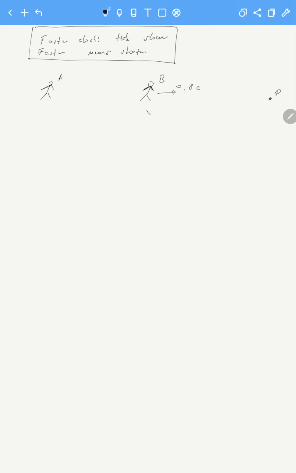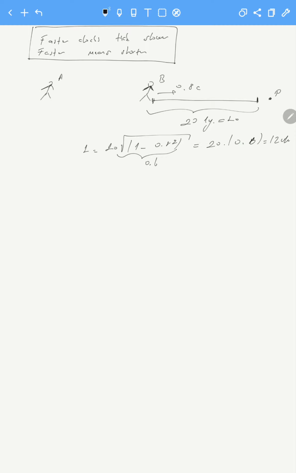So here this planet, as measured by Alice, is 20 light years away, which is a pretty long distance, to be honest. And then Bob is not going to measure the same length though, really. No. So what we are going to have is this square root. So this is going to be 20 times this number, and 12 light years. So our length measured in Bob's frame of reference is 12 light years, quite frankly.